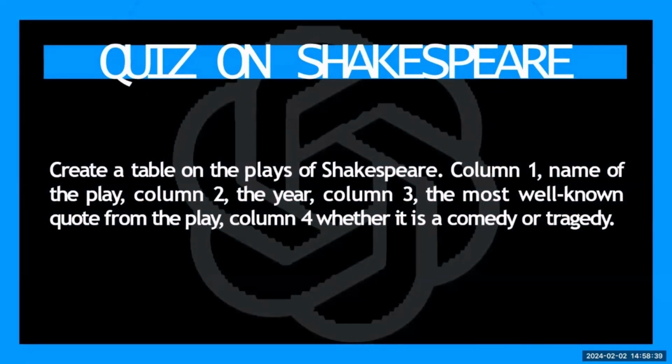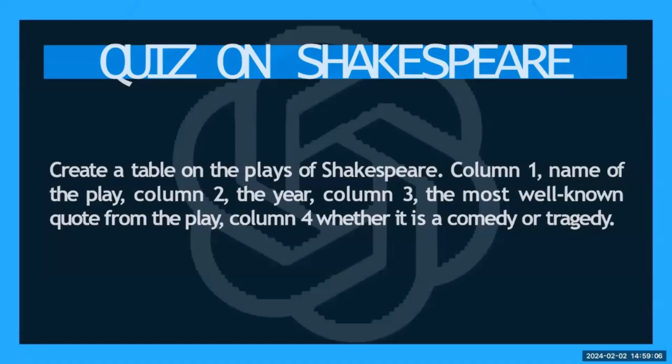Suppose we want to generate a quiz on Shakespeare. So again, I have to give a very specific prompt to ChatGPT. I ask ChatGPT to create a table on the plays of Shakespeare. For example, column 1 should be the name of the play, column 2 the year, column 3 the most well-known quote from the play, column 4 whether it is a comedy or a tragedy. Now, when I do this, what does ChatGPT do?